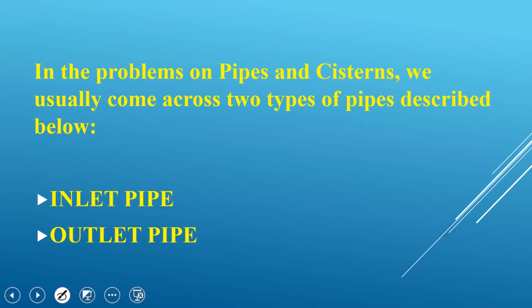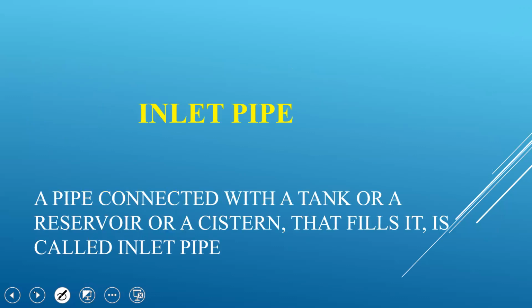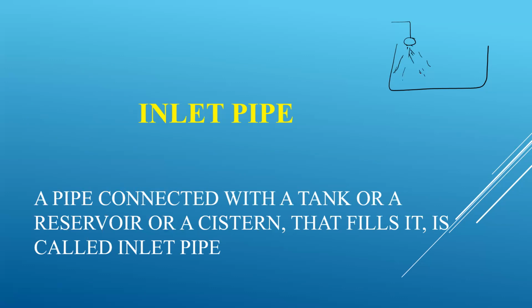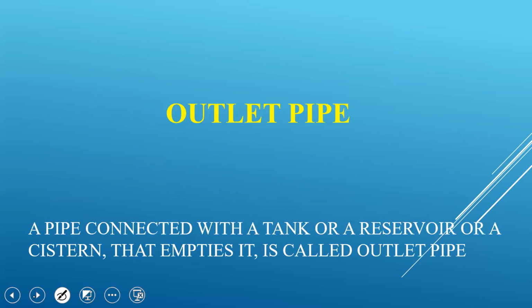First of all, we'll have to understand what is an inlet pipe and what is an outlet pipe. In the problems on pipes and cisterns, we usually come across these two types of pipes. So let's understand what they are. Inlet pipe. So this is your tank, okay? And this is your inlet pipe. As you can see, it helps in filling the tank. A pipe connected with a tank or a reservoir or a cistern that fills it is called an inlet pipe. Then what is your outlet pipe?